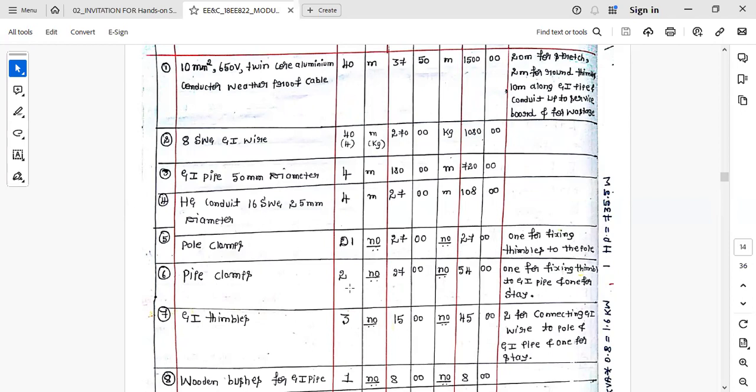So how many numbers do I need? I need 2. So two numbers are required. 27 rupees per pipe clamp. 27 into 2, that is nothing but 54. GI timbals. What do you mean by these timbals? Round shape is there, no?